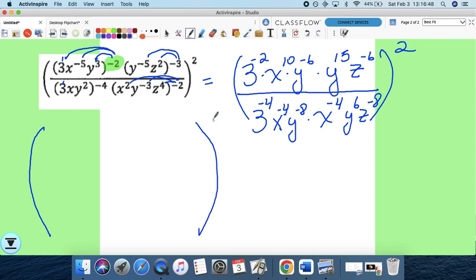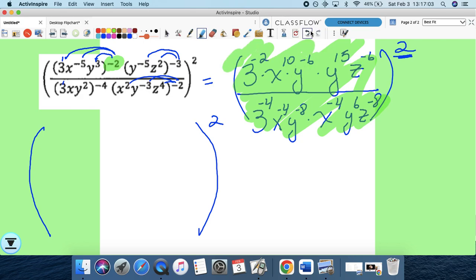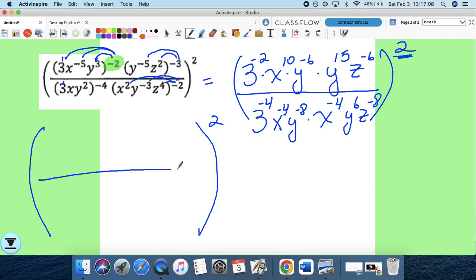Put it like this. You could now multiply this 2 over here times every exponent inside, or we can make this whole thing a little bit smaller and then raise it to the second power, which is what I'm choosing to do. So let's take care of the first one.